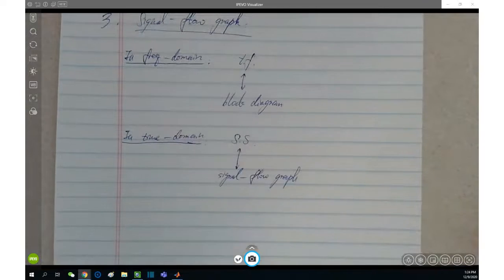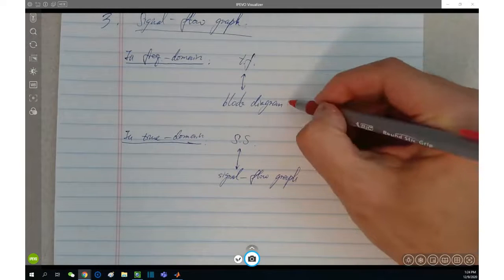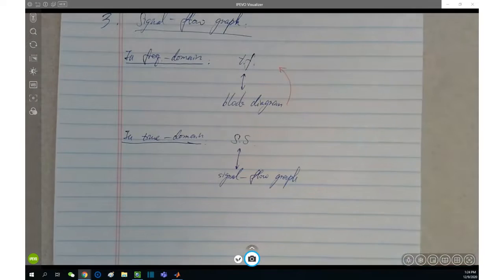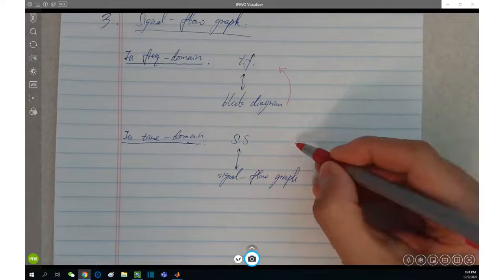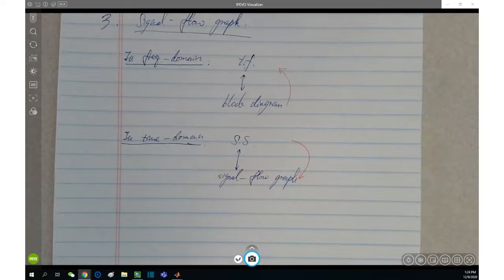So obviously the key is, given the block diagram, we are able to find the transfer function. Okay? And here, what we're going to do is, given the state space, try to find the signal flow graph. Okay, this is what we're going to do.